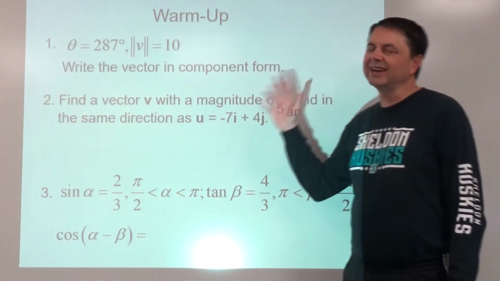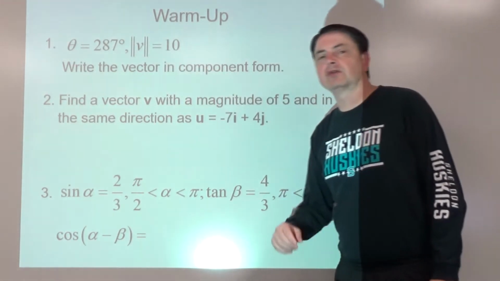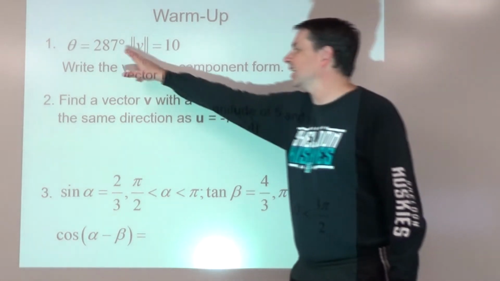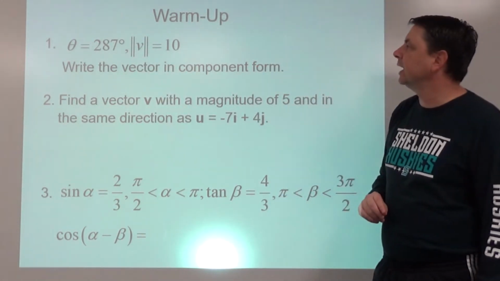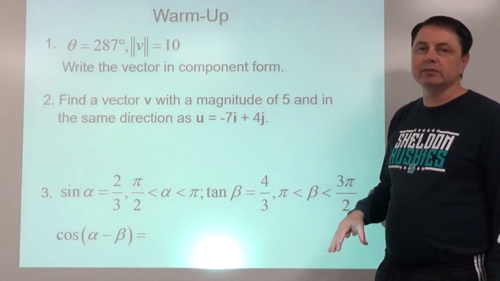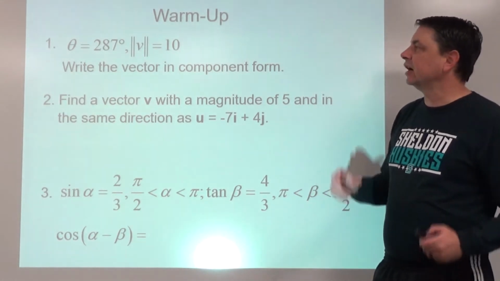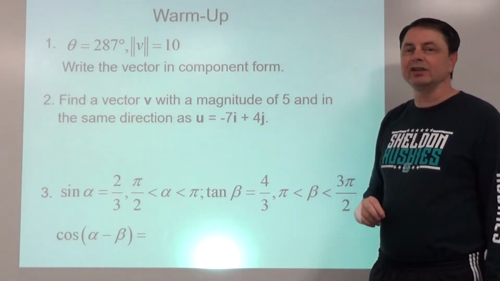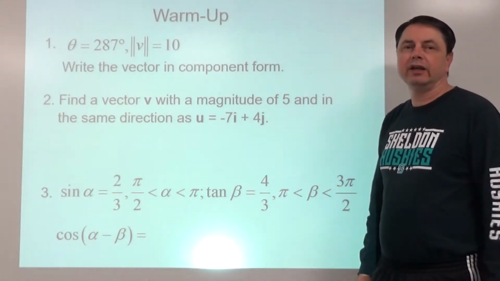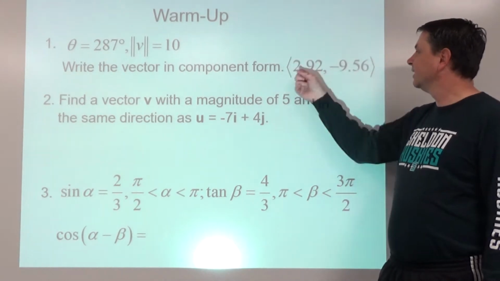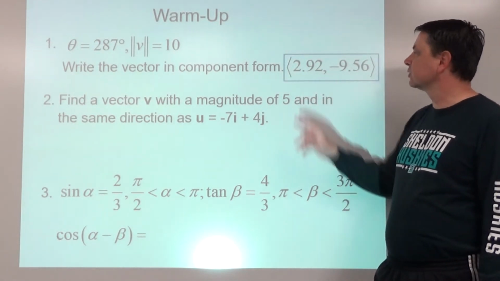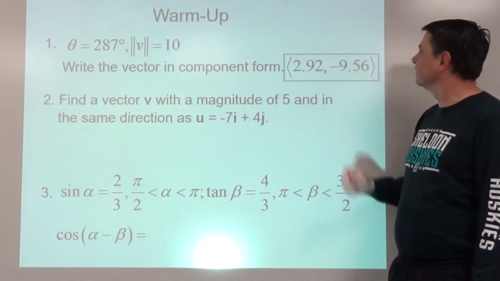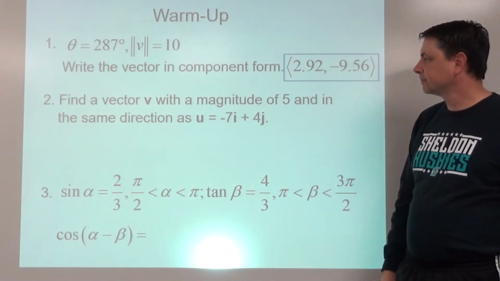All right, number 1, our vector is going to be in approximations. We're doing this from trigonometry. That's not going to be exact, so we're talking about 10 times the unit vector, 10 times cosine 287 degrees, comma, sine 287 degrees in our vector pointy brackets. And we're going to get about the vector 2.92, comma, negative 9.56.